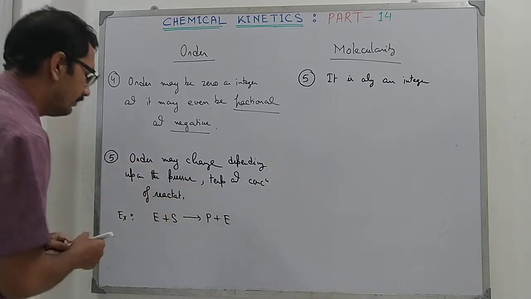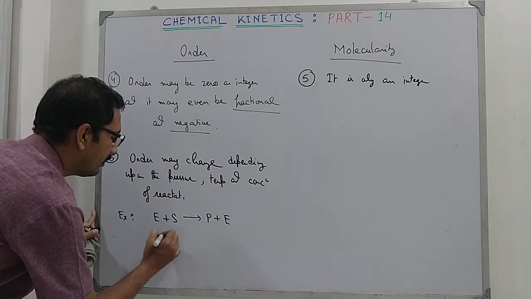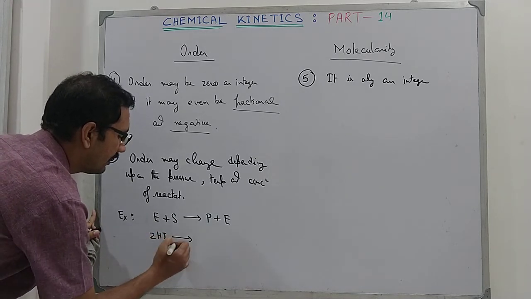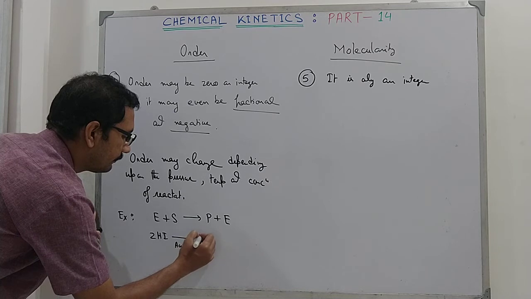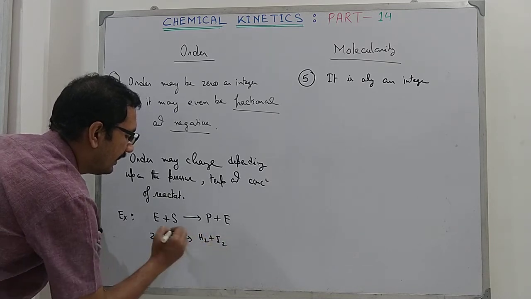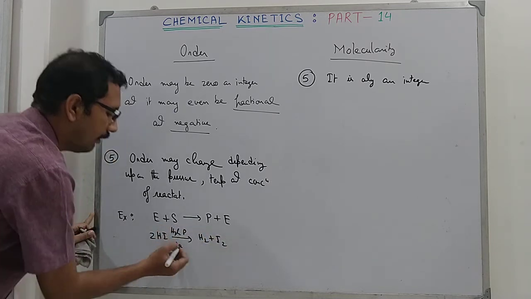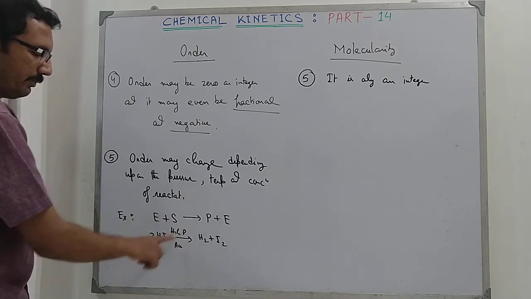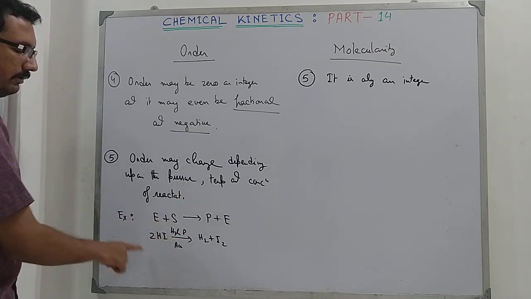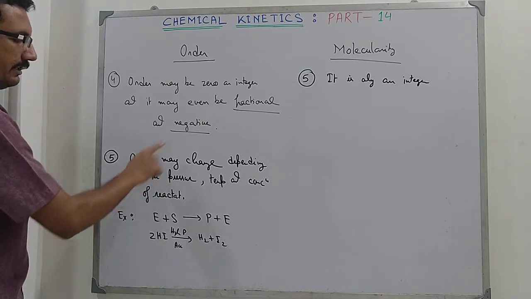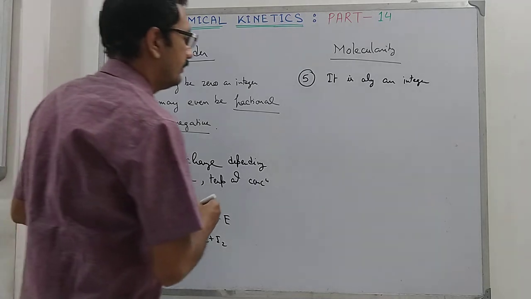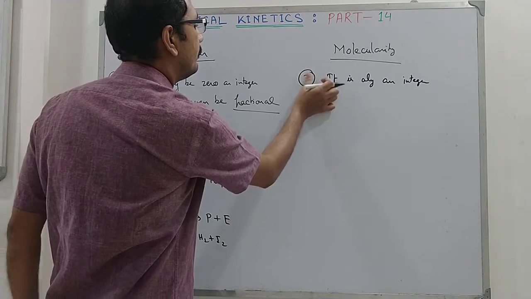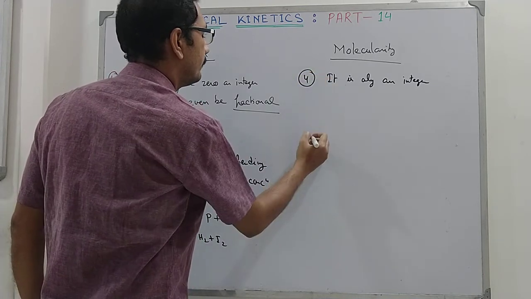Similarly, consider the decomposition of HI on a gold catalyst. When high pressure is maintained, all the sites are occupied, so it will be zero order. But at low pressure, it will no longer be zero order. So pressure can tune the order.